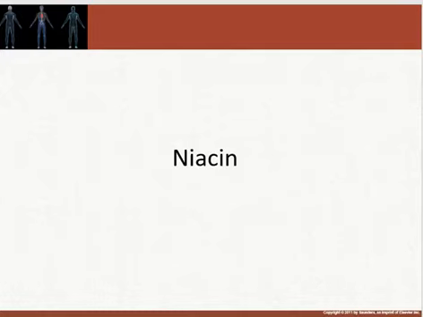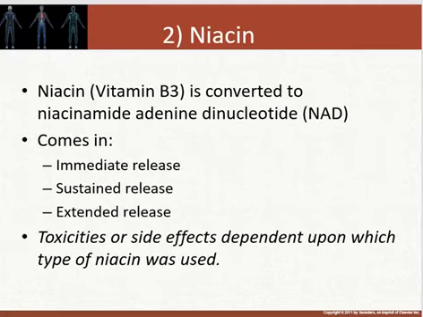Okay, so the next group of drugs that we need to discuss is niacin. Niacin is vitamin B3, and it becomes biologically converted or activated to nicotinamide adenine dinucleotide, or NAD. Really the only difference is the formulation, since there's only one niacin, of course. So there's immediate, sustained, and extended release.